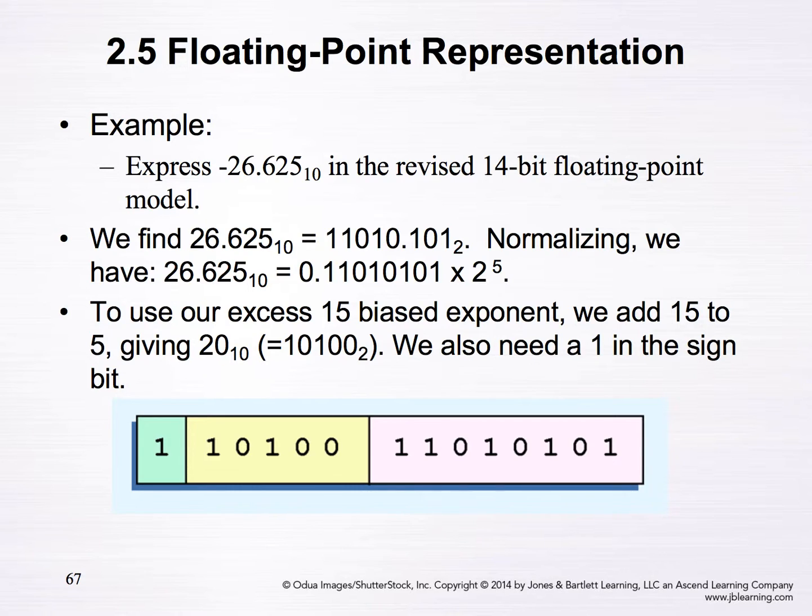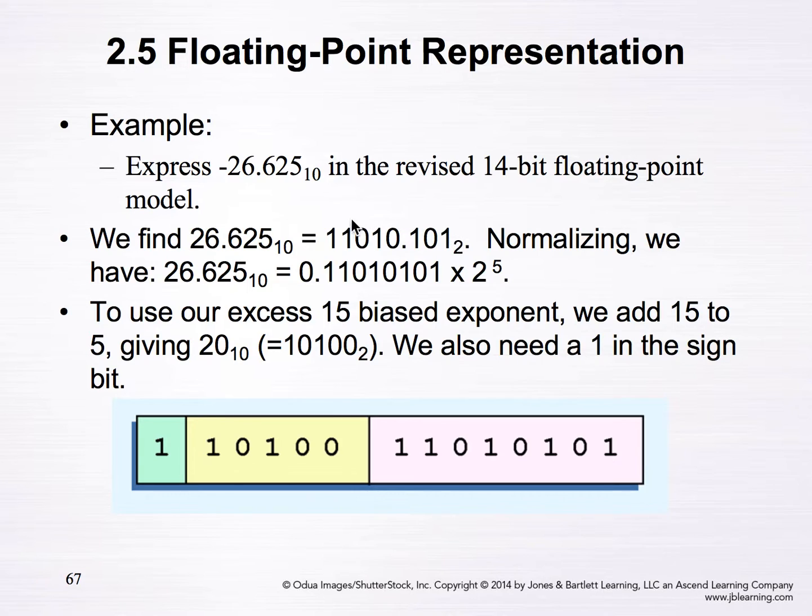Another example. For example, we want to represent negative 26.625 in decimal using the revised 14-bit floating point model. First of all, we represent the positive value of this number, 26.625, in binary. The first part, 26, is converted into this binary string, and the fractional part is represented by this binary string. So we have the binary point right here.